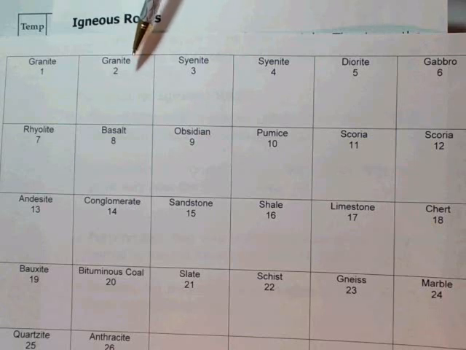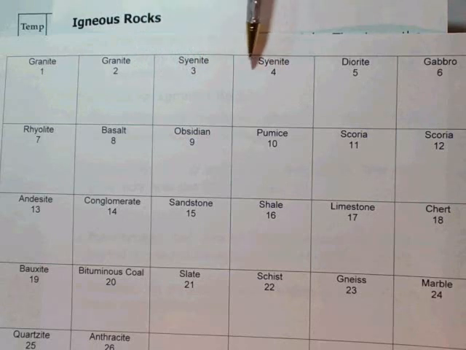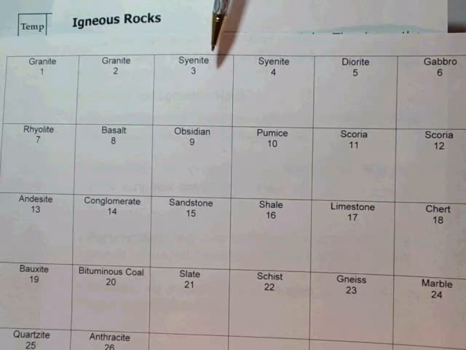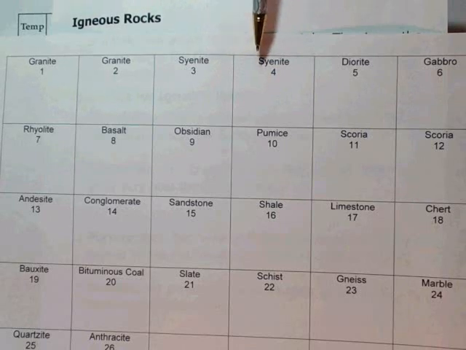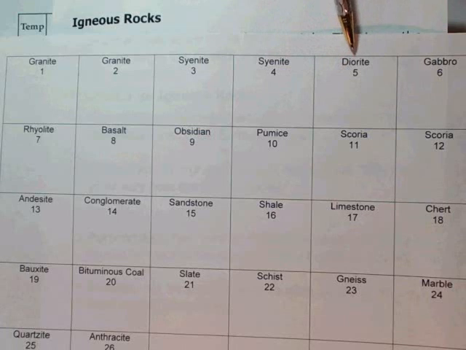So yeah, we'll take a look at those in a second. Syenite, we have 2 varieties of syenite, a dark and a light sample. I think your lighter variety is number 3 and your darker one's number 4. Diorite, if you recall, that was an intermediate mineralogy, and diorite, definitely you can see crystal grains in that.